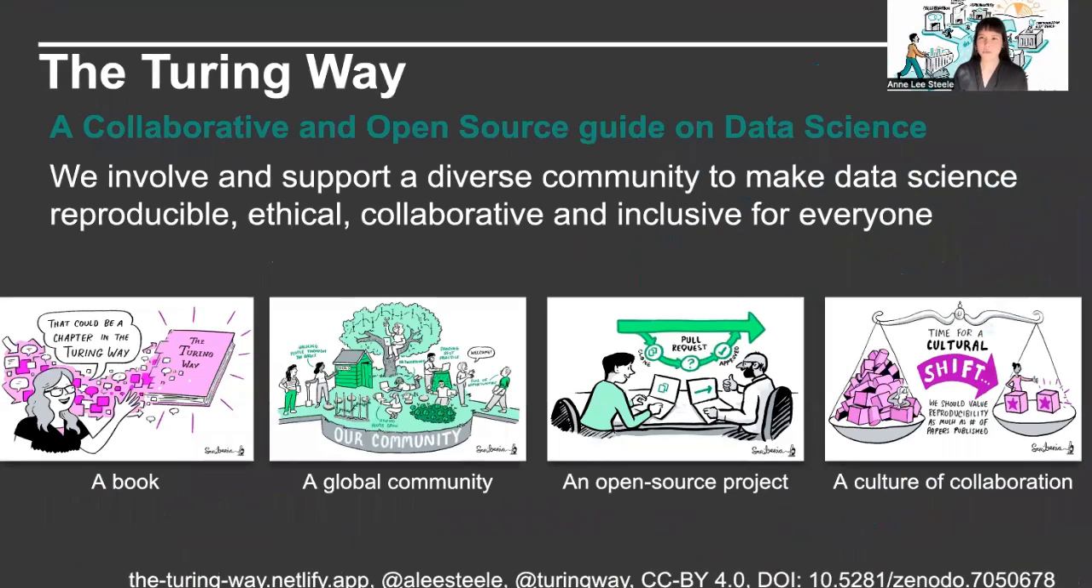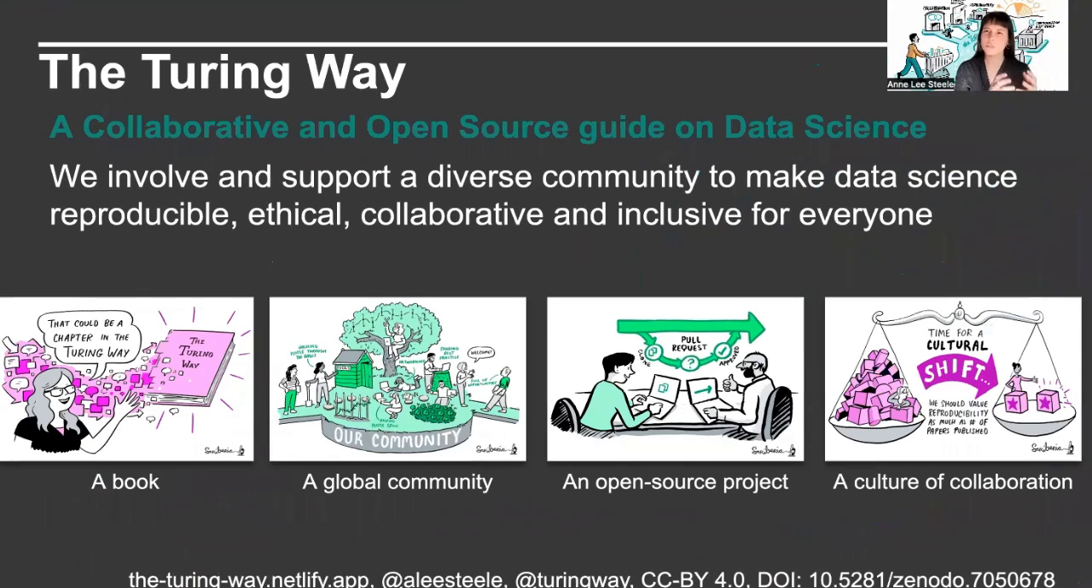So, first and foremost, what is the Turing Way? And what do I mean by a collaborative and open source guide on data science? So the Turing Way is first and foremost a book, a collaborative documentation writing project.